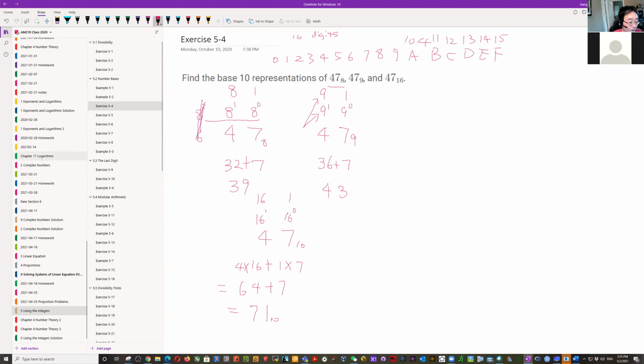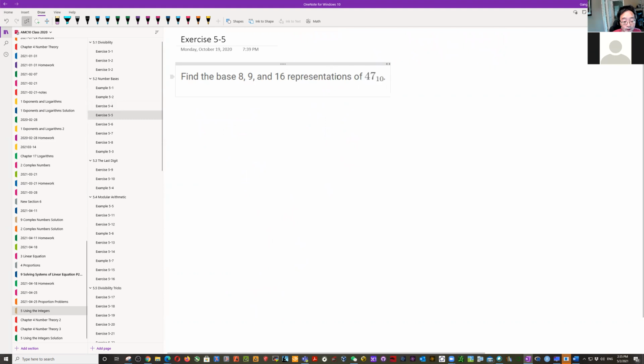Okay, so let's try to do this one. Find the base 8 and base 9 representation of 47 in base 10. Right now I can call it 47 because it is base 10. Let's also try this problem within 2 minutes. Give it a try and see if you're able to do it.